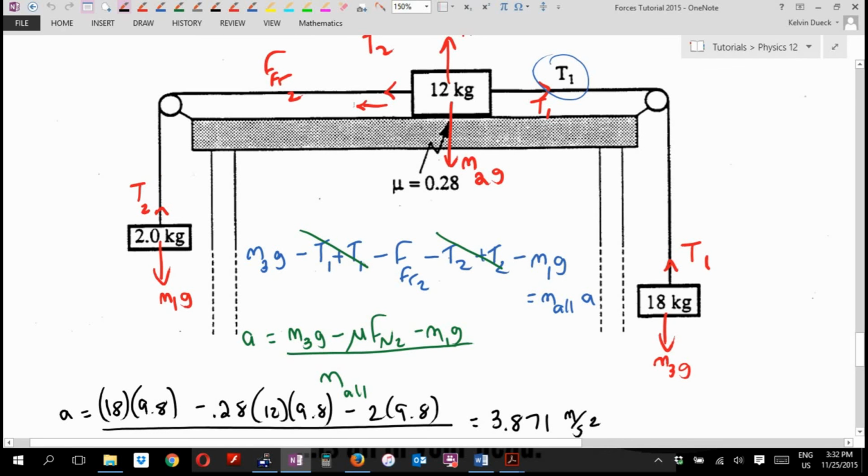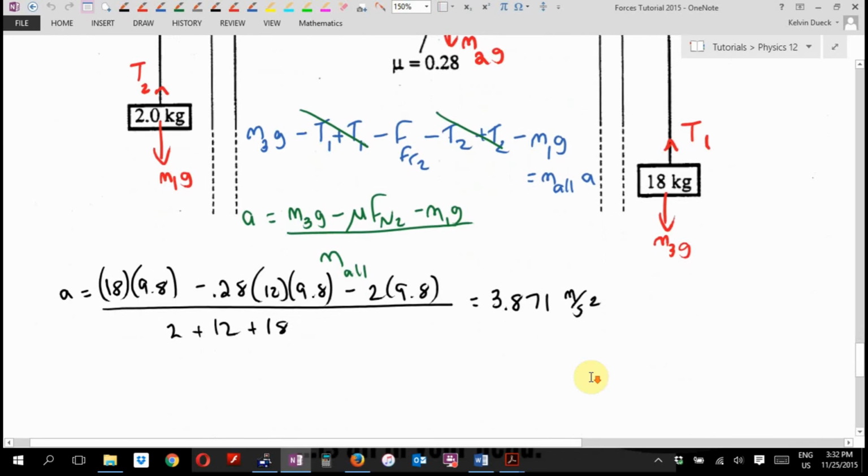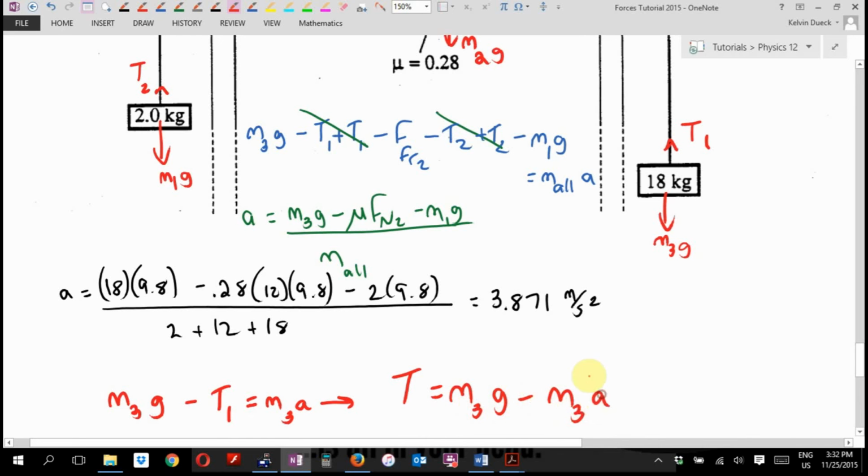Should I use the 12 or should I use the 18? In fact, if I wanted to do that now, I would say, looking at the 18, who's winning? M3G minus tension 1 equals M3A. I think tension 1 is going to be M3G minus M3 times A. Is that okay? You could crunch it from there. So there's an example of a multi-mass, a 3-mass. I don't think I'm going to throw a 3-mass at you, but we can handle it.